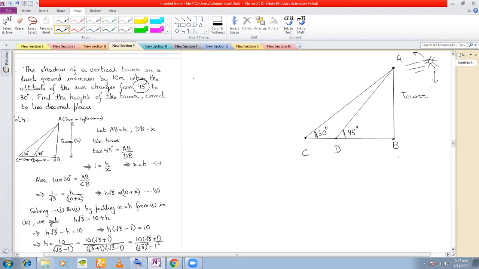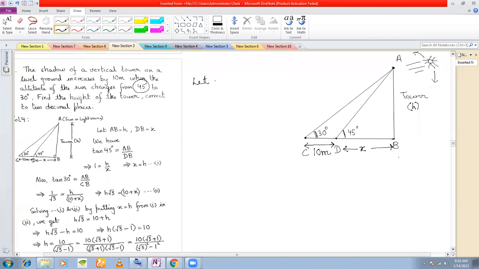Okay, let the height of the tower be h. In this problem, remember that if the height is not given, you will take the height as h. And one more thing is given, that the shadow elongates by 10 meters. So this length is given to you as 10 meters. The only length that is not given to you is BD. So let us take this length BD as x.